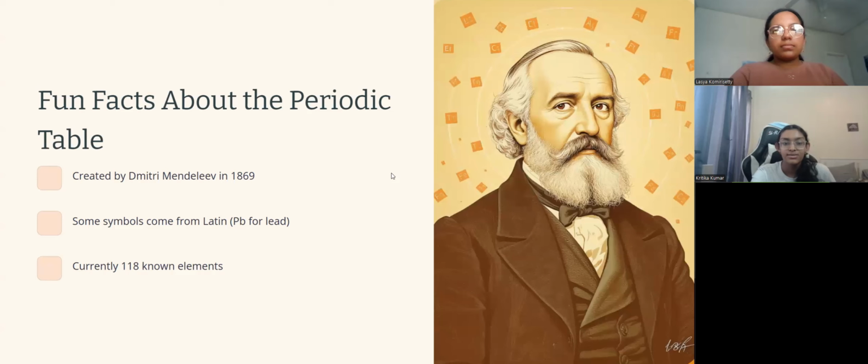And then in our periodic table, some symbols come from Latin. So, for example, the symbol for lead, which is Pb, is a Latin symbol because there's neither a P nor a B in lead, and there are many other such symbols in our periodic table. And then currently we have 118 known elements. And there are definitely a few unknown elements, but these are all the ones that mankind knows.